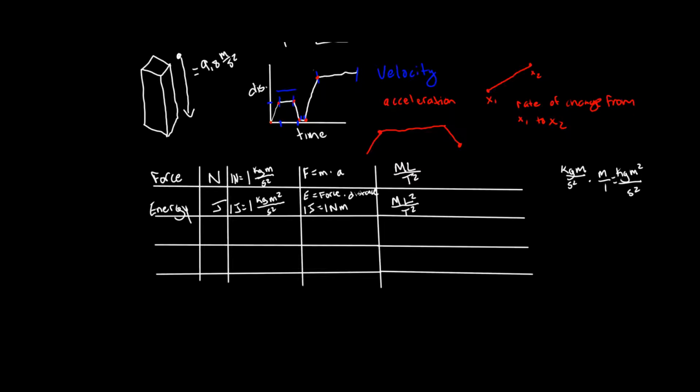So what's the next one? The next one is power. Power. And powers are watts. Okay? And 1 watt is equal to a kilogram meter squared over second cubed. And what is power? Power is equal to energy, I'm just going to use an E this time, over time.